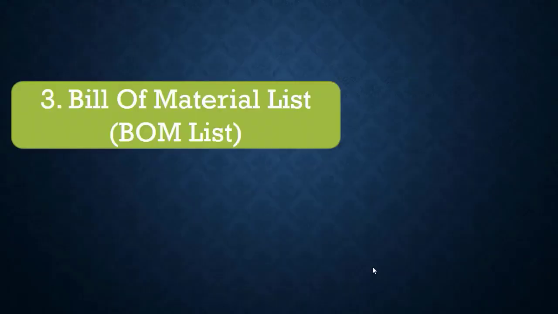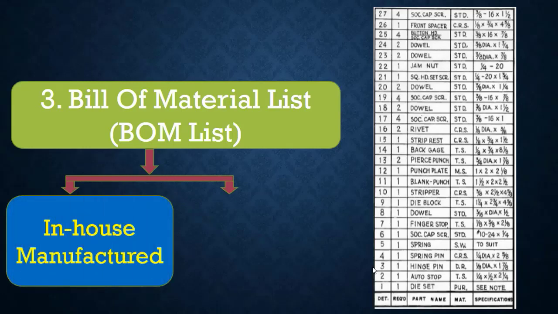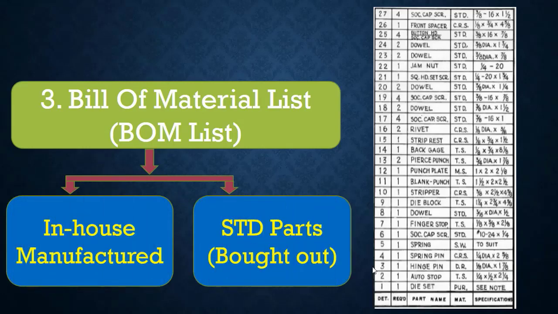Number 3, bill of material, that is BOM list. Every drawing, you might have seen this list, which has 2 types. One is in-house manufactured items, second is standard parts, which are called bought out parts. In-house manufactured parts like forming punch, blank holder, cavity, strippers, and other plate items. And standard parts, like we procure directly from the standard part manufacturers, like bolt, dowel pins, standard punch, die button, retainers, standard cam units, coil springs, wear plates, etc.